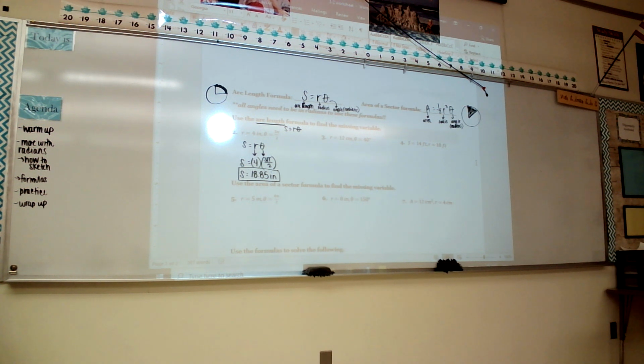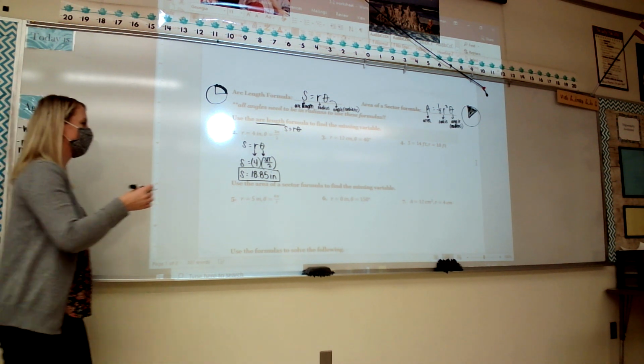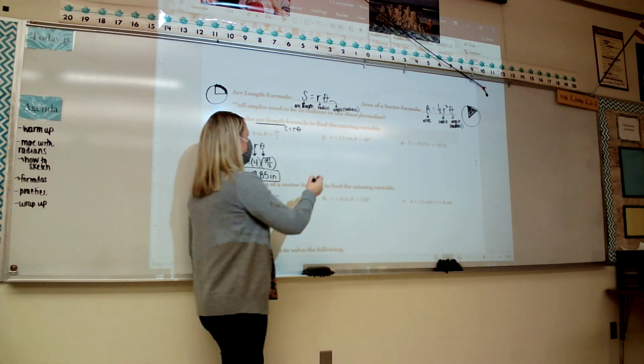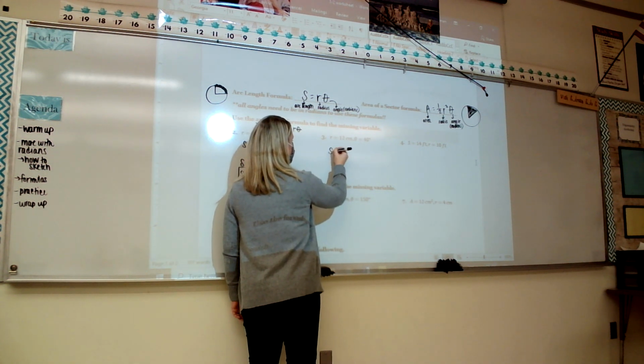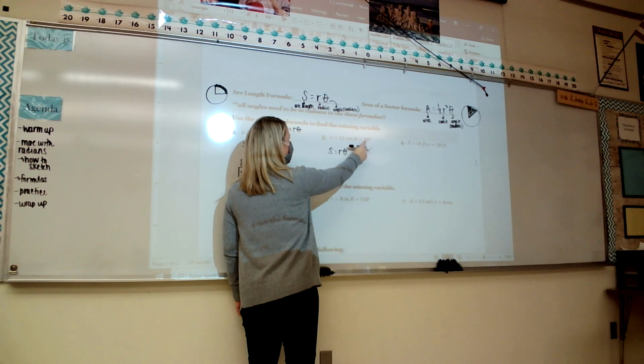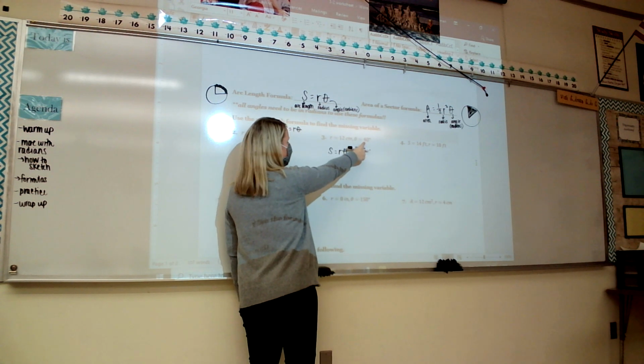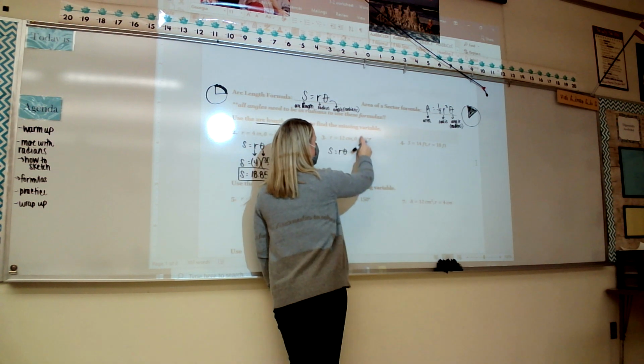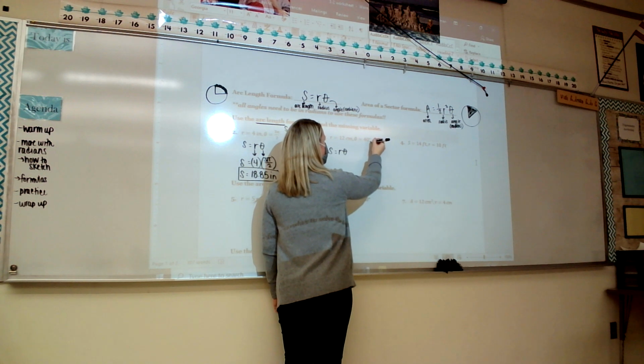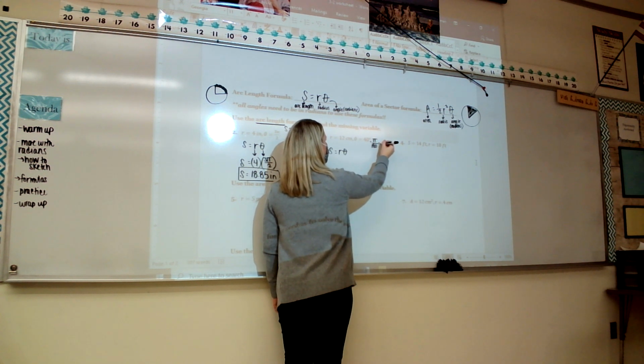Great. So number 3 is kind of the same idea, so I like these because they're just quick plug-ins. The issue is when I'm thinking about S equals r theta and I want to throw theta in, this is in degrees and I need it in radians. So I go up here and remind myself of my step. I'm going to multiply it by pi over 180.